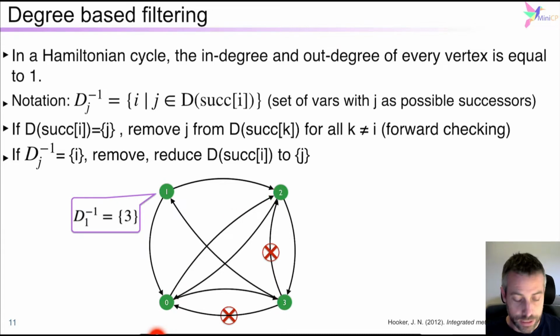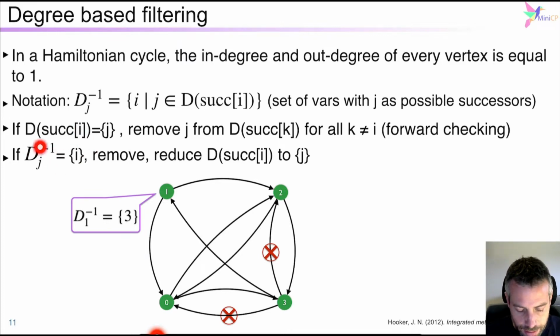So what we can already deduce to have a Hamiltonian circuit is that if you realize that one successor variable of your circuit constraint is fixed to some value j, so the successor of i is fixed to the value j, then you can remove j from the successor variables of all the other variables. That's exactly the same rule as the one that we have used for forward checking for the all different constraint. This one is not equivalent to the all different constraint.